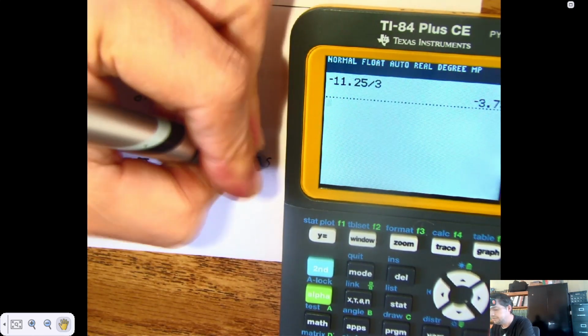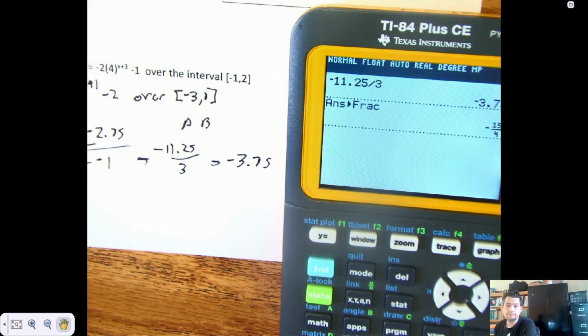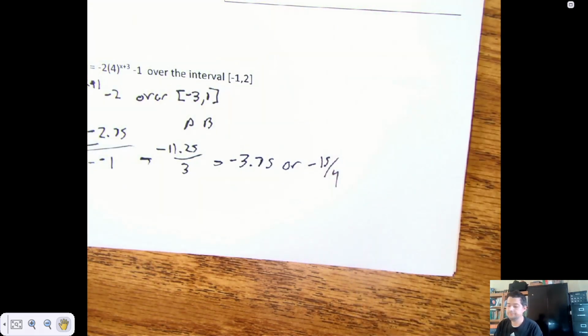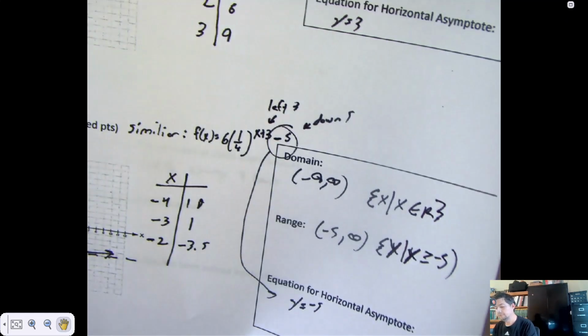If you like fractions, hit Math, enter, and you get -15 over 4. It's really up to you. Okay, that's the average rate of change for that exponential growth function over that interval. It was still falling. It wasn't growing. Still on the way down.